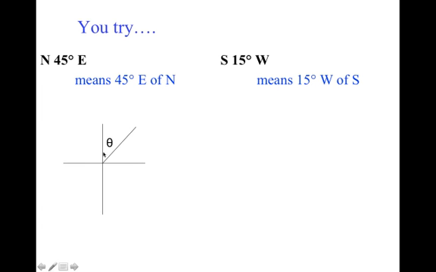As you can see in our first example, due north, opening to the east, the measure of the central angle located at the origin is 45 degrees. In our second example, we're starting in a south direction for one side, opening to the west, and the measure of theta, which is the central angle, is 15 degrees.